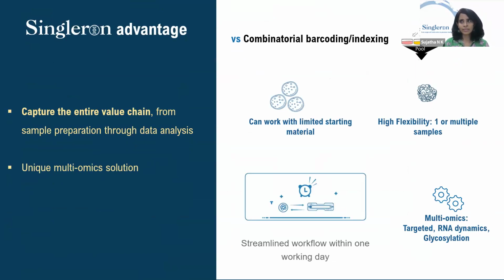You also have the flexibility to do one sample or multiple samples. You don't need to start your project with a lot of samples to make it cost efficient, as you would if you're doing single-run methods. We are also quite easy in terms of workflow, 1 to 2 days, and you can go from sample to your library. So it's not a long drawn-out protocol over 2-3 days to do the pooling, splitting, etc. And then again, to point out, multi-omic solutions that are quite unique to our technology.